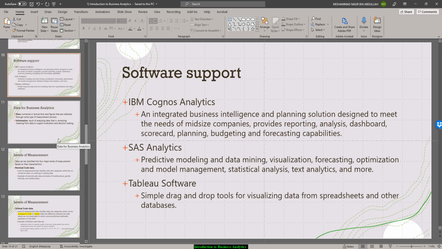Kita boleh minta tolong dengan customer support untuk redesign our dashboard and company punya outline. SAS analytics, this is part of predictive analytics. We need some expert to do the analysis. It involves predictive modeling, data mining, visualization, forecasting, optimization, and model management, including statistical analysis, text analytics, and more. This is very powerful software, right?